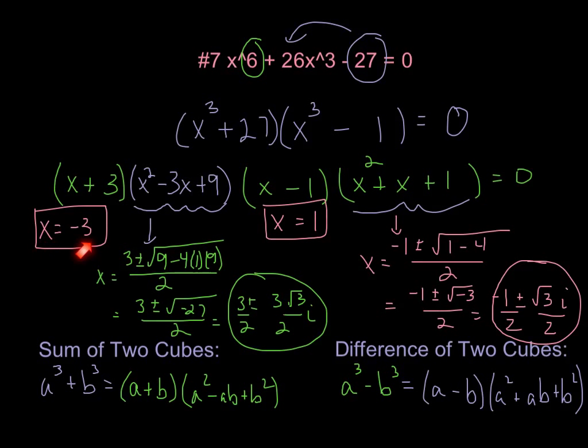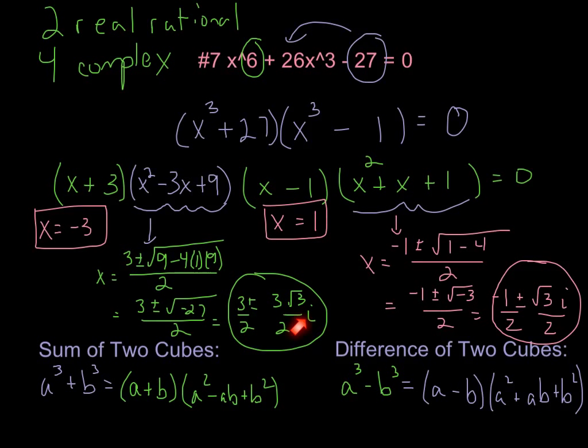This guy and this guy, those were 2 real rational. And the other 4 were all complex because they all involve the imaginary unit, the i. That was an awesome problem. Alright, difference of cubes formula, sum of cubes formula. You saw them in Algebra 2, whether you remember it or not, you did see them.